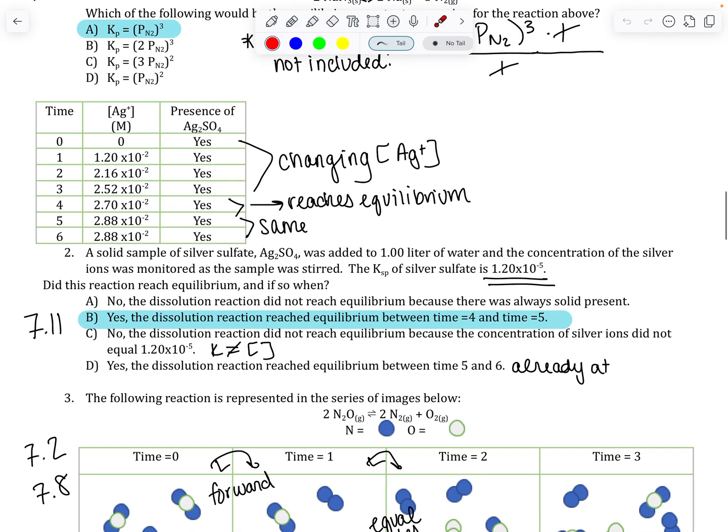Number 2 talks about a solid sample of silver sulfate added to 1 liter of water. Concentration of ions was monitored as it was stirred, and here's my Ksp. And the question says, does this reach equilibrium? And if it does, when?